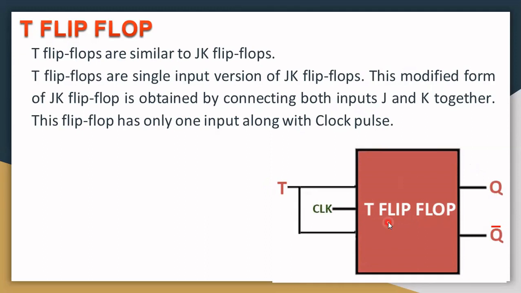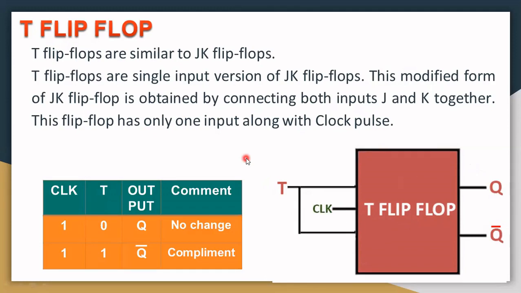The truth table of T flip-flop is: when T is equal to 0, the output is same as that of the previous state. When T is equal to 1, the output is complement of Q. That means if Q is equal to 0, it changes to 1, or if Q is equal to 1, it changes to 0. So we get the complement of the previous state.